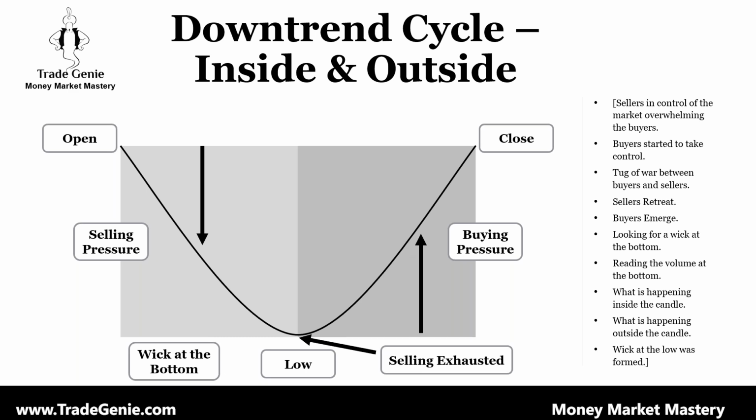Because there has to be, just like when it was coming down, unless there was tremendous selling pressure and it just tanked from open and went to the low, there must be some halt here, some kind of a twist and turn. So some twist and turn happened during this journey from open to low.